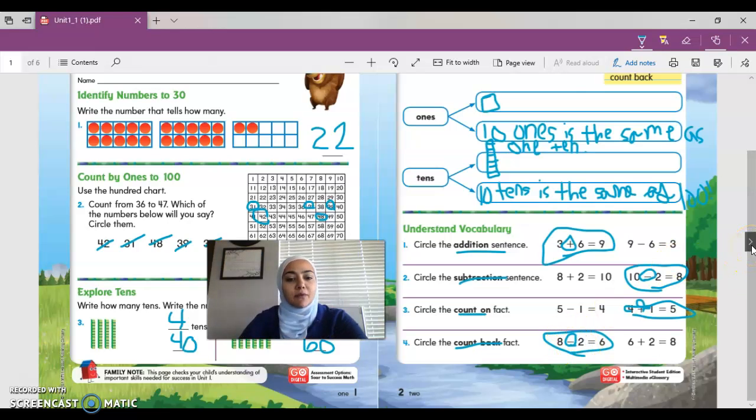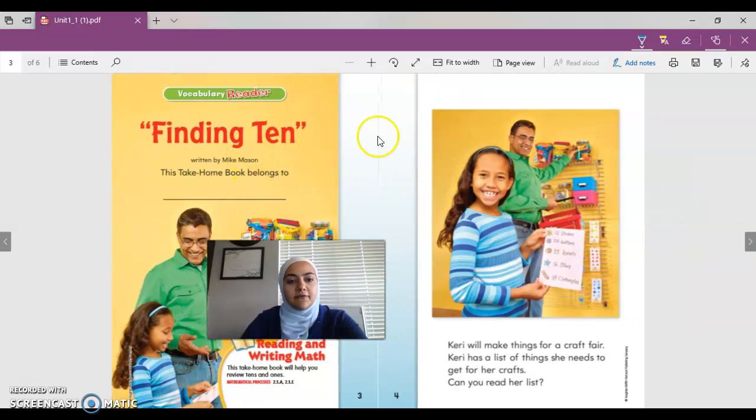All right, that's it. That's all we're doing today for our math lesson. Do not start finding tens yet. We will do that one tomorrow. I don't want to drill you too hard on the first day.